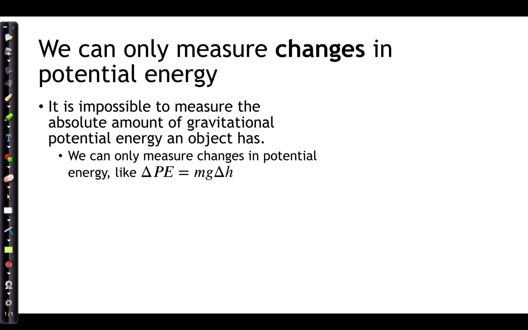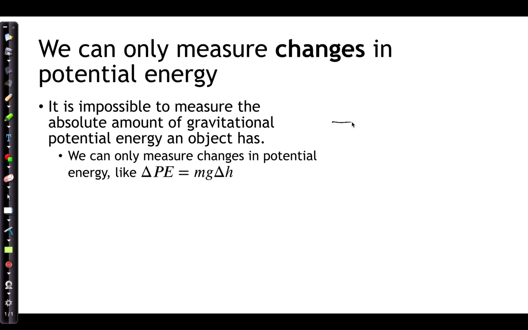And you may remember this formula from previous lessons. This is change in potential energy, delta PE, is equal to mg delta h. That's the mass of the object times the gravitational field strength, 9.8 newtons per kilogram, multiplied by the change in height, where up is positive. So this describes a change in potential energy. And I assert to you that it's really only changes you can measure.